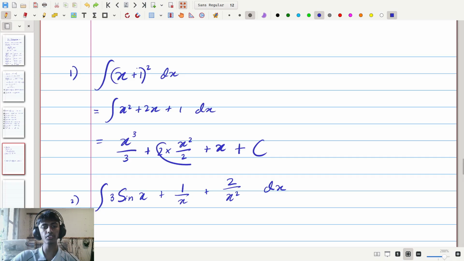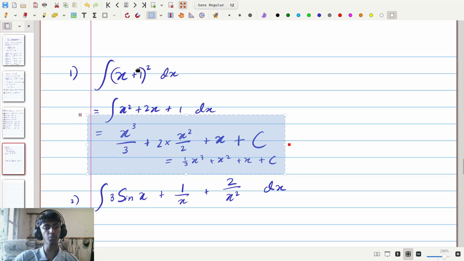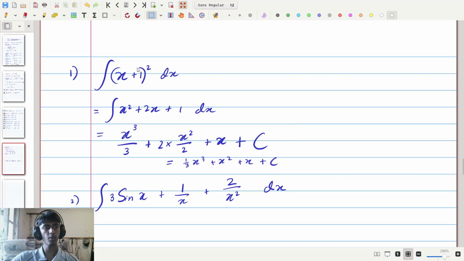Simplifying things a little bit, we can cancel this 2 and 2. And writing that as a final answer, we can write 1/3 x cubed plus x squared plus x plus c. So the integral of (x plus 1) squared is going to be 1/3 x cubed plus x squared plus x plus c.